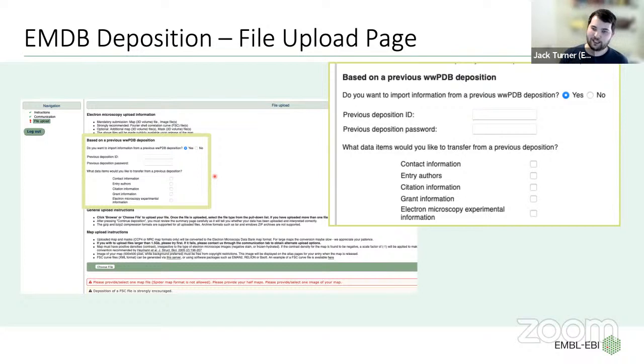So to make your life easier, if you have previously deposited an entry, you can use this "based on previous wwPDB deposition" option, sign in with your dep ID and password, and then tick the relevant boxes that you want to pull across. I highly recommend doing this. It will make your life so much easier. The only caveat to this, and it is worth remembering, is if you're doing 10 entries at once, you'll have to fill out one entry completely, and then you can pull that information across for the other 9 entries.